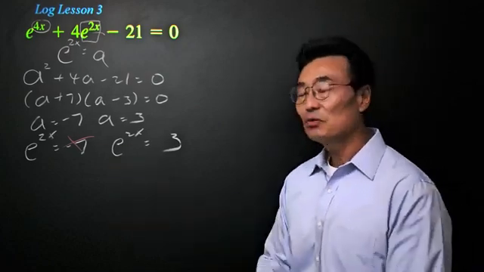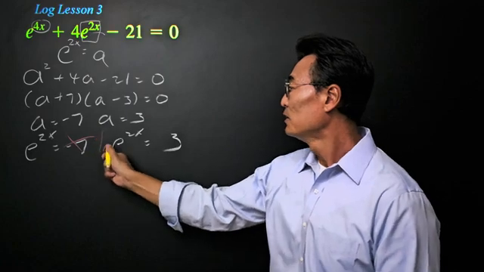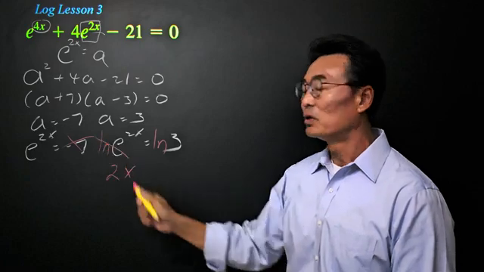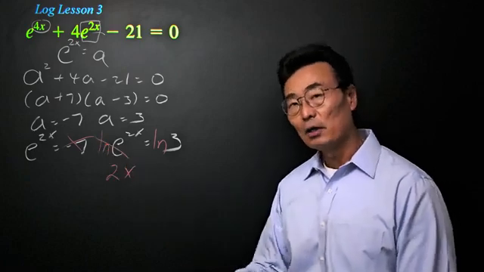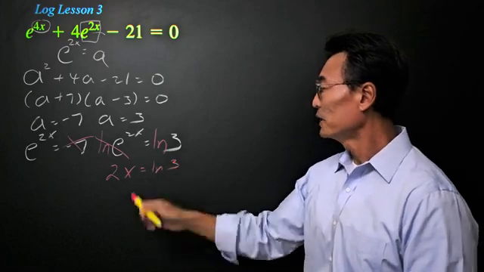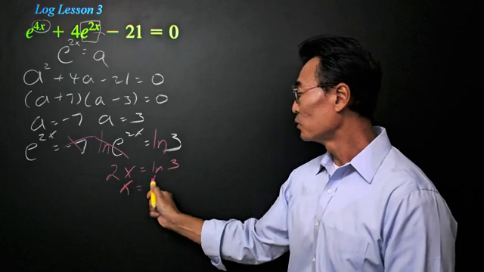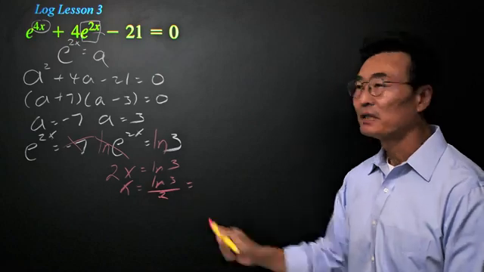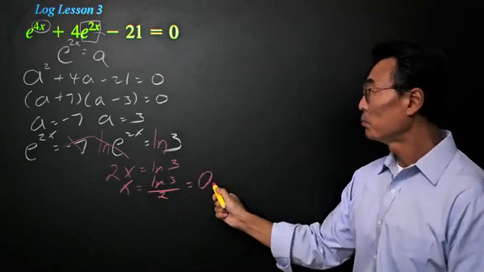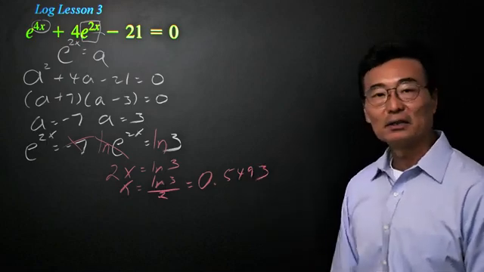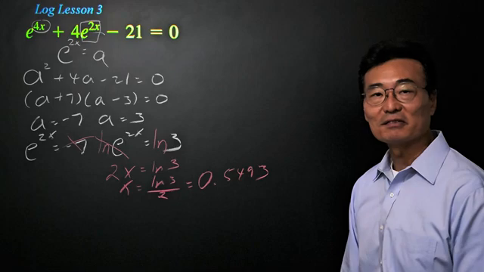To get rid of that e, we need to go ahead and take the natural log of the left and the right side, leaving us with just the 2x, where the natural log and the e cancel out, or become a 1, equals natural log of 3, where x equals natural log of 3 all over 2, or if you put that in the calculator, you get 0.5493, rounded off to 4 decimal places.